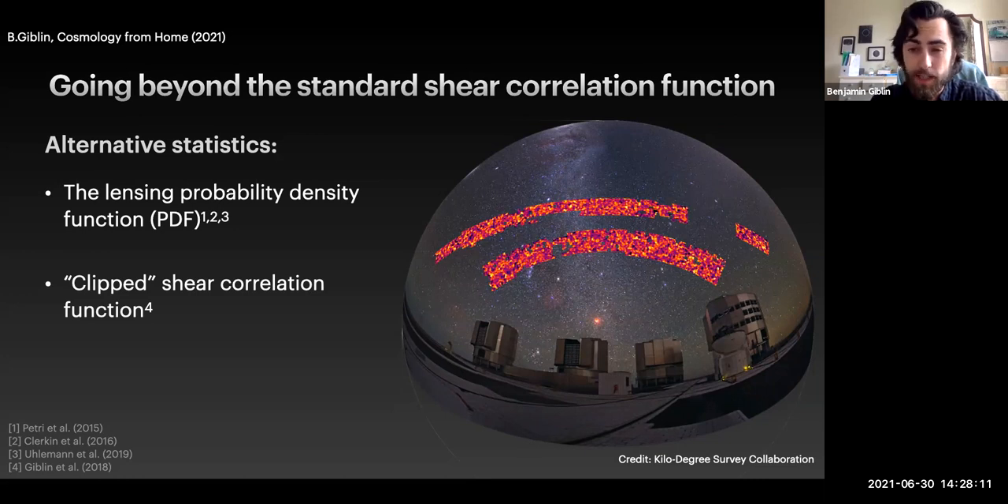To give you an idea of what that looks like from real data, here is the convergence map, which was measured from the Kilo-Degree Survey data over their observations of recent years. Okay, so let's first take a look at the lensing PDF.